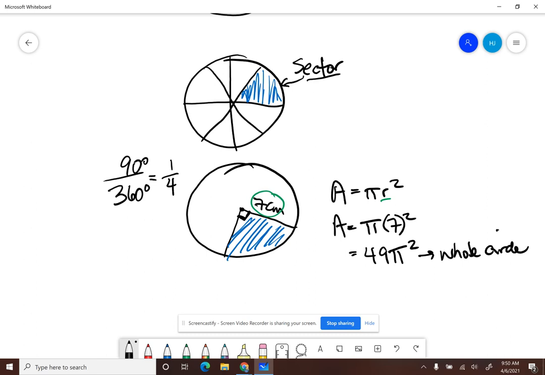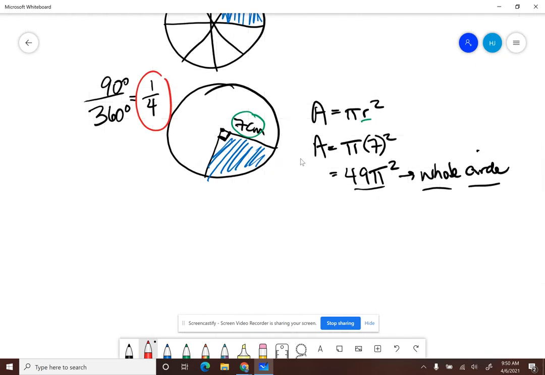Okay, so if this area here is our whole area of the whole circle, but really I'm just looking for 1/4, then what I need to do with this particular problem is take this 49 pi, and I'm sorry, I put a little squared thing here. We didn't need that. All right, I'm taking my 49 pi and I'm going to multiply that times the 1/4, okay? Because I only need 1/4 of this.